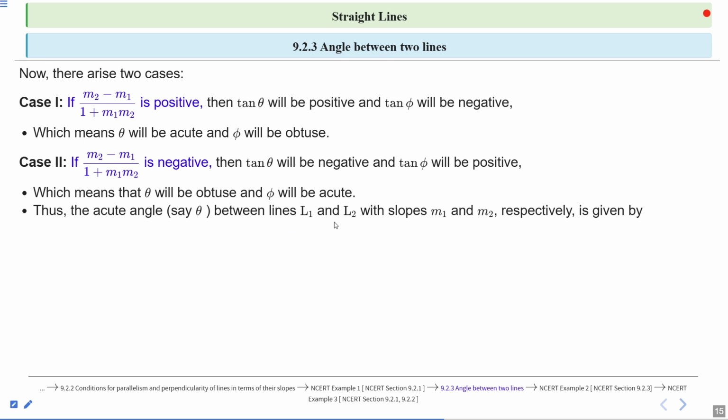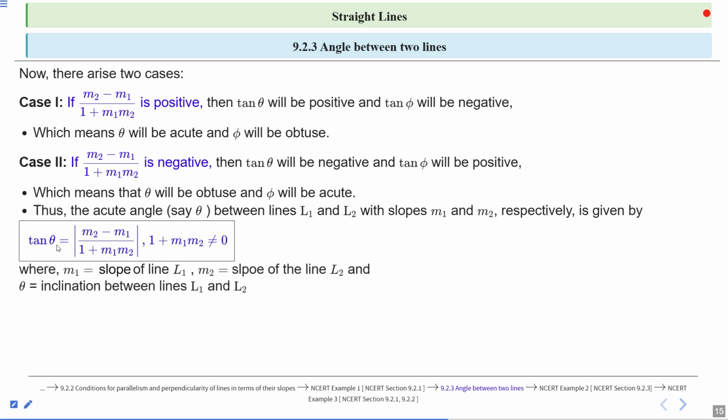So the acute angle, say theta here, between lines L1 and L2 with slopes m1 and m2 respectively, is given by tan theta equal to modulus of (m2 minus m1) divided by (1 plus m1 into m2), where 1 plus m1 into m2 does not equal 0. Here m1 is the slope of the line L1 and m2 is the slope of the line L2, and theta is the inclination between lines L1 and L2.